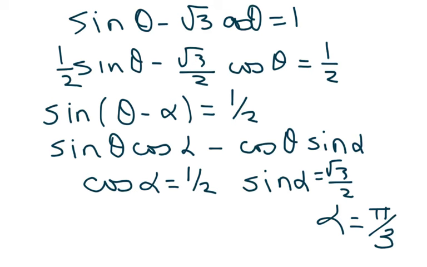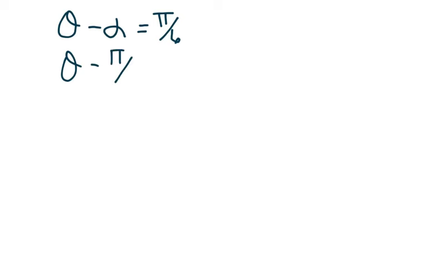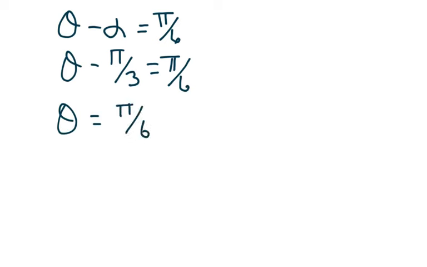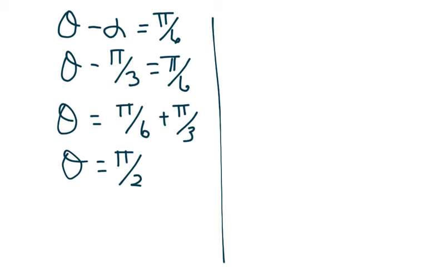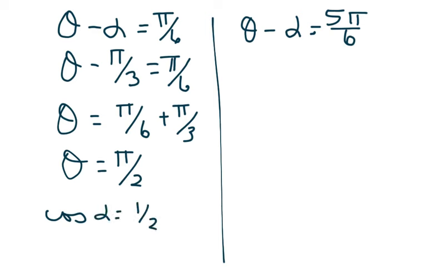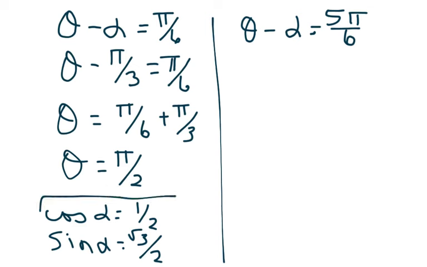Okay? Now when they do that, they're going to say that theta minus alpha equals pi over 6. So theta minus pi over 3 equals pi over 6, and theta equals pi over 6 plus pi over 3. So theta equals pi over 2. On the other side, we're going to have theta minus alpha equals 5 pi over 6, because this is where cosine of alpha equals 1/2 and sine of alpha equals root 3 over 2. Okay? And this is based on the unit circle.